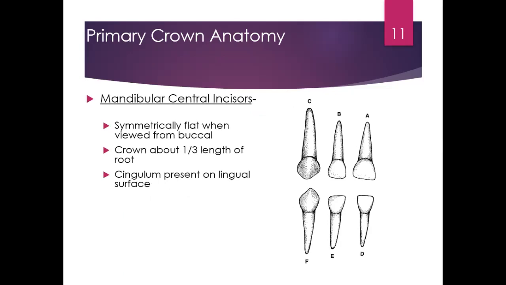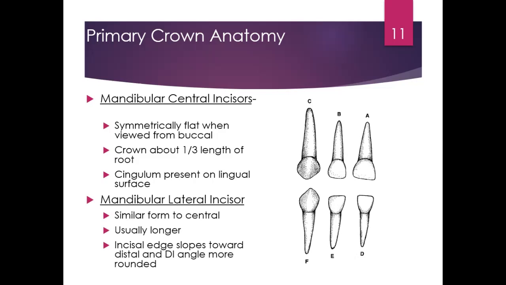More specifically, with the mandibular central incisors, they're symmetrically flat when viewed from the buccal. The crowns are about 1/3 the length of the root. The cingulum is present on the lingual surface.